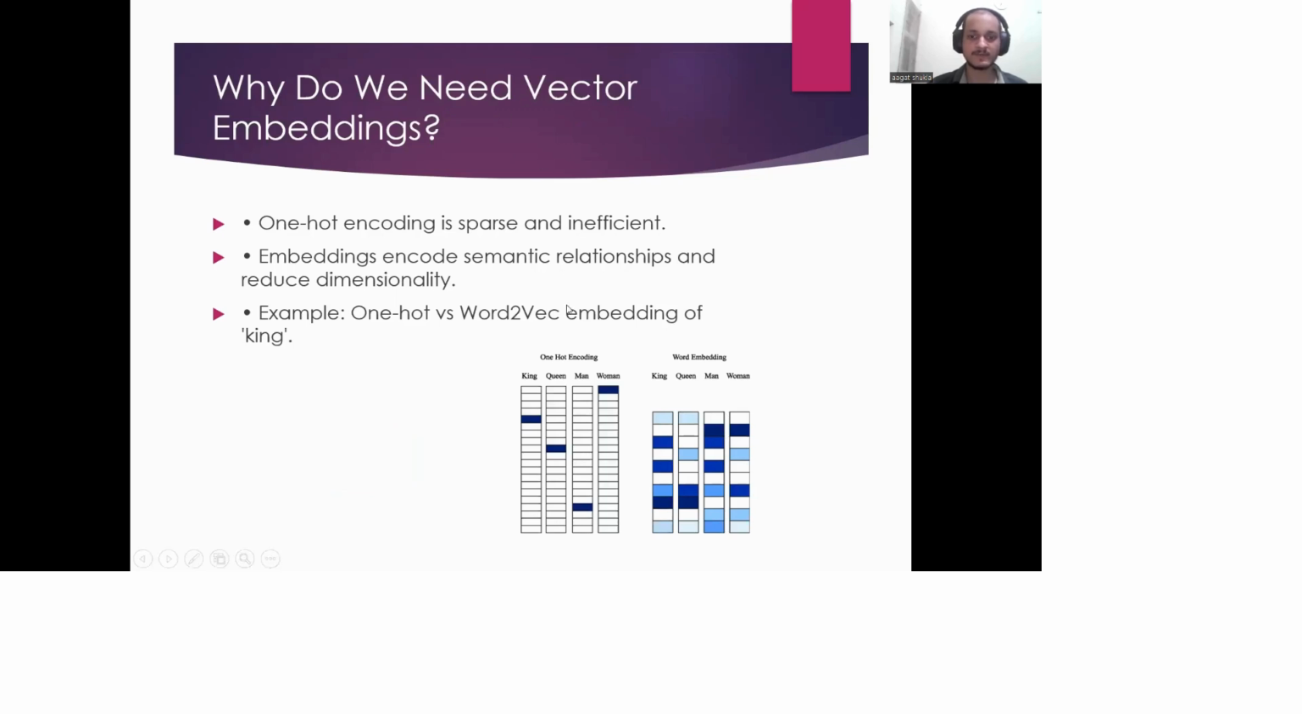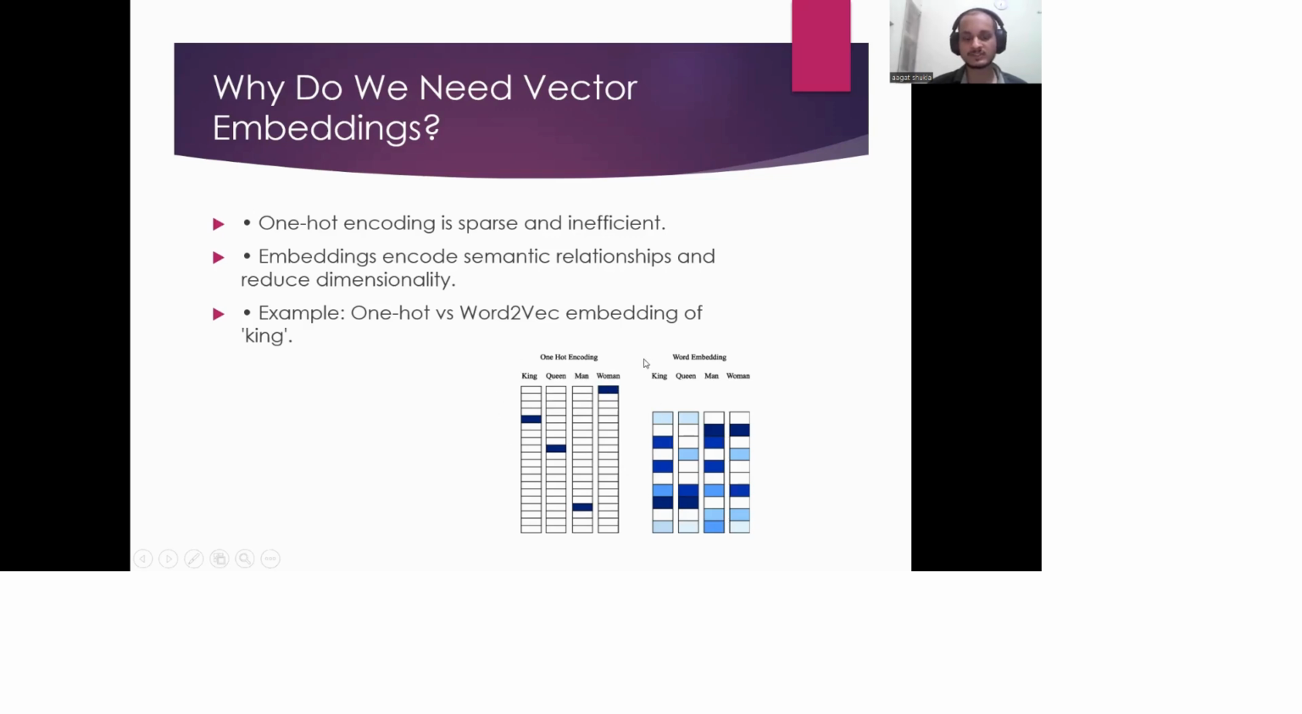So, why do we even need vector embeddings? And more specifically, how does one-hot encoding differ from a word embedding? One-hot encoding basically says, let's say I have 10,000 words in my vocabulary. I will have a 10,000 size vector, and I will assign a value of 1 to a specific word, and the rest would be 0 for that word. So let's say in the case of king, one was assigned to this position. Similarly goes for queen, man, and woman.